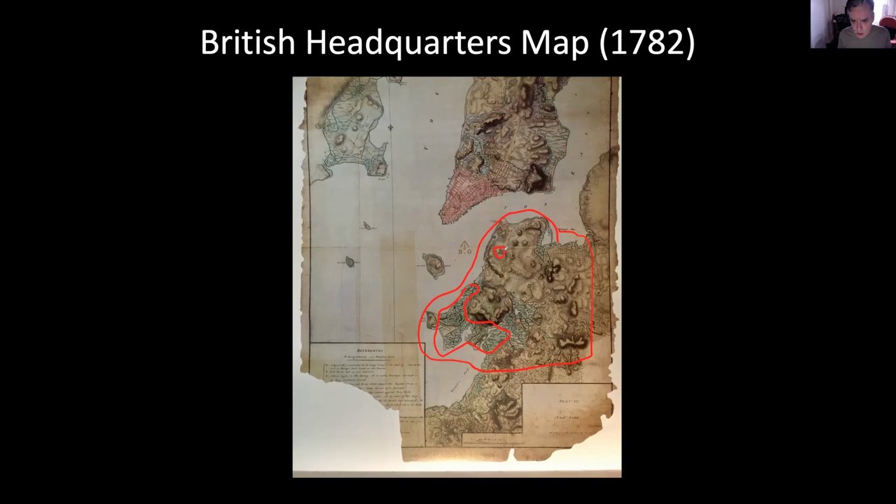Here's Fort Sterling. You can see, there's a lot to look at here. Here's the ferry landing. This is where Washington evacuated his troops in 1776.